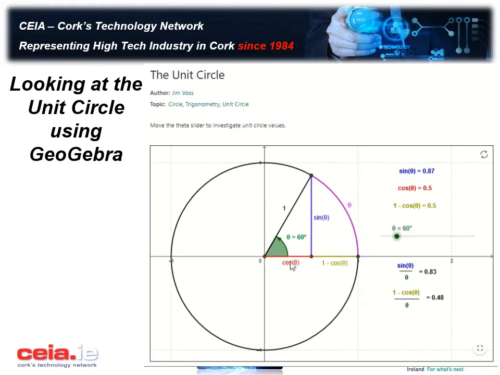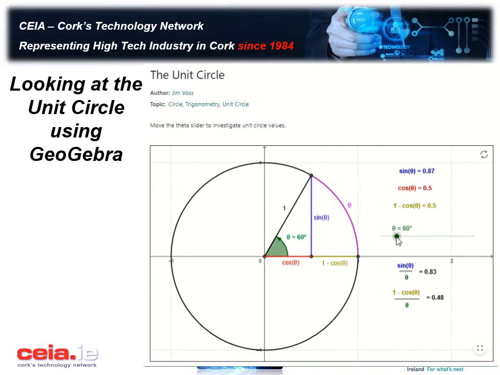So at 60 degrees we can see that the cosine of the angle, the cosine of 60 degrees, is 0.5 or half. And you can clearly see that this distance here is about half of the distance from 0 to 1 on the unit circle. So we can accept that.